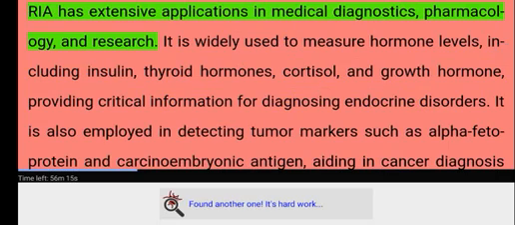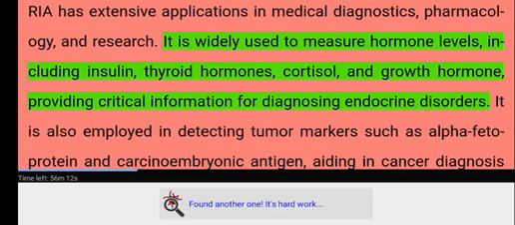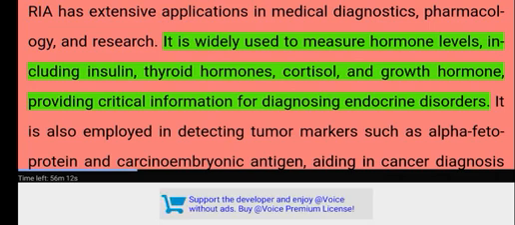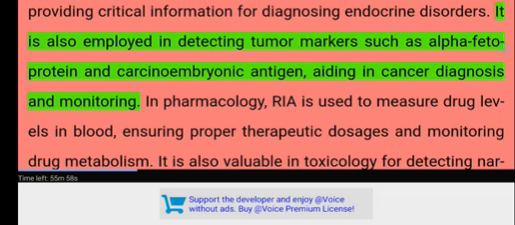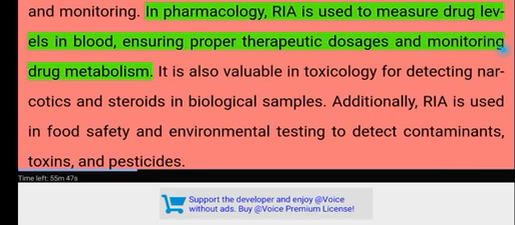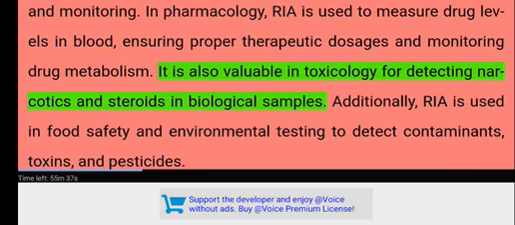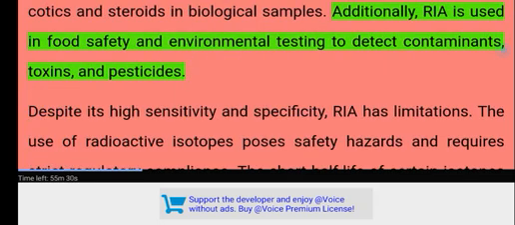RIA has extensive applications in medical diagnostics, pharmacology, and research. It is widely used to measure hormone levels, including insulin, thyroid hormones, cortisol, and growth hormone, providing critical information for diagnosing endocrine disorders. It is also employed in detecting tumor markers such as alpha-fetoprotein and carcinoembryonic antigen, aiding in cancer diagnosis and monitoring. In pharmacology, RIA is used to measure drug levels in blood, ensuring proper therapeutic dosages and monitoring drug metabolism. It is also valuable in toxicology for detecting narcotics and steroids in biological samples. Additionally, RIA is used in food safety and environmental testing to detect contaminants, toxins, and pesticides.